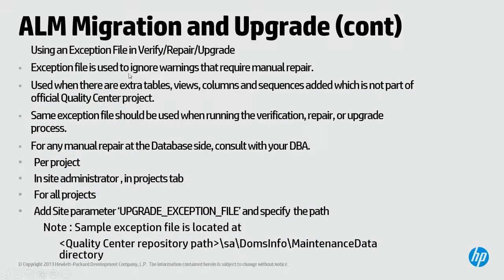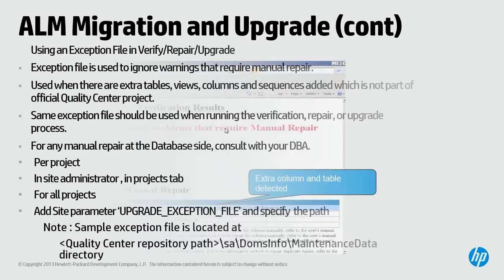Okay, an exception file, it's an XML file. You can use it to ignore fields, extra tables, extra indexes, triggers, all kinds of things. The upgrade exception file is defined. This is all outlined in the admin guide. It's pretty complex at points, but you place it somewhere. It doesn't necessarily have to be in the ALM repository, and that way you can access it.